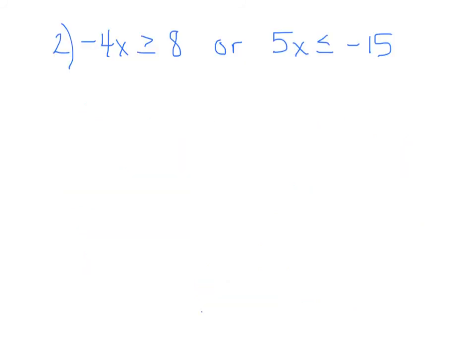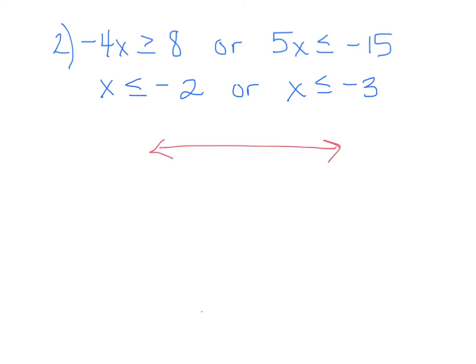Let's take a look at a different type of problem. So we've got an OR inequality again. Once again, I know it's an OR inequality because of the word OR, which means no matter what this graph looks like, I'm going to take every number. So right over here, I'm going to use my inverse property. I'm going to divide by that negative 4, and since I'm dividing by that negative 4, I'm going to flip my sign. Over here, I'm actually dividing by a positive 5, and since I'm dividing by a positive 5, I am not going to flip my sign.